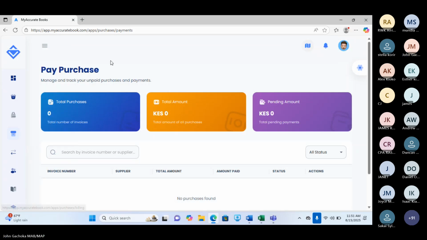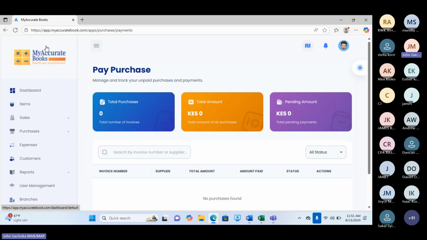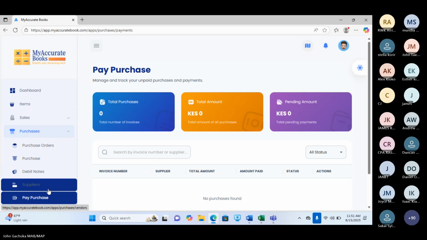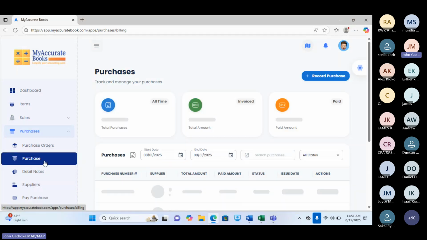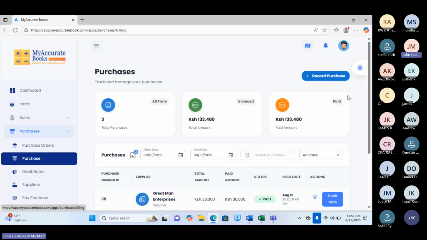From there, in the event that maybe one product was delivered as substandard and you paid for it, you can as well generate a debit note. So that is enabled under My Accurate Books. You can still update your products under purchases. You're able to do that. You can record purchases as soon as they come in. In case you did have a PO, you're able to record those purchases right here under purchases.